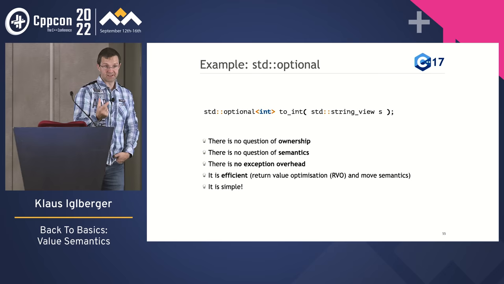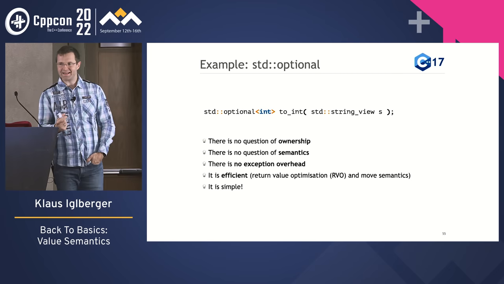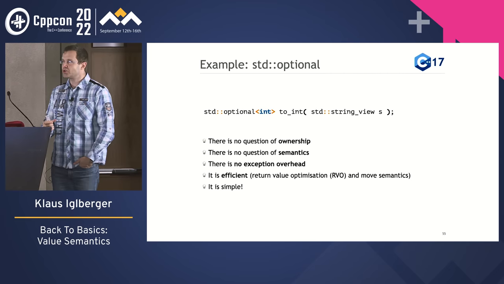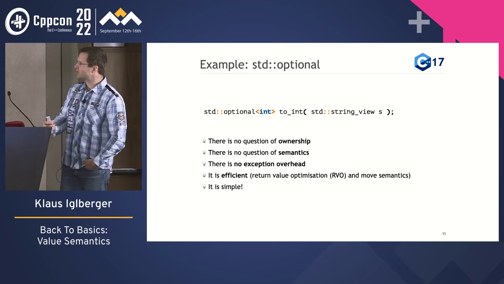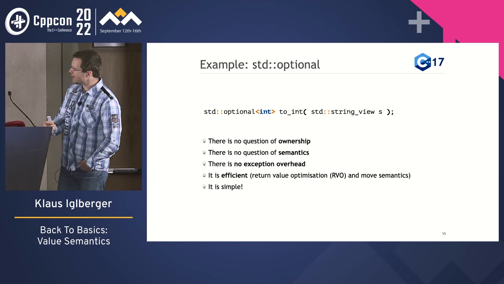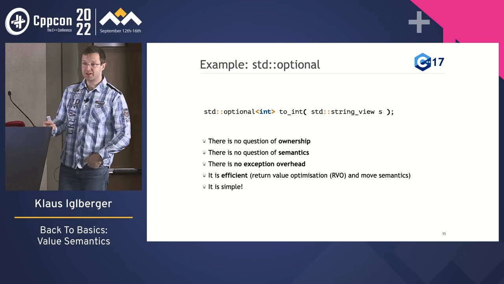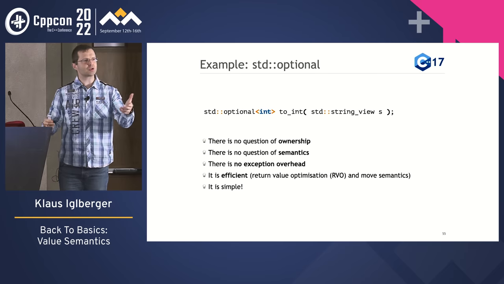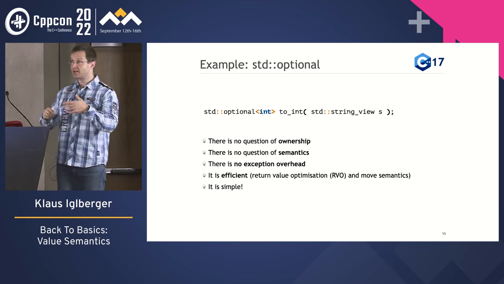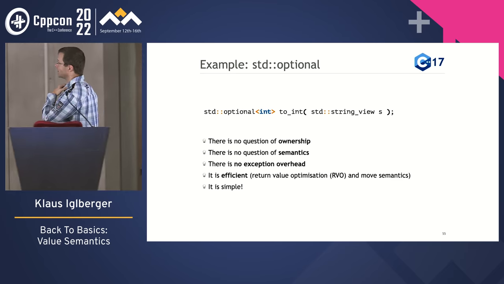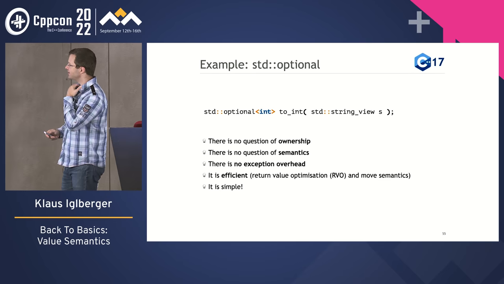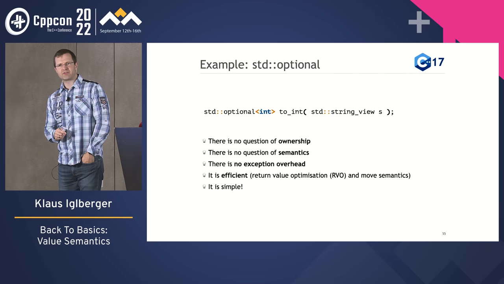Except for perhaps one detail, and that is that I still don't know what really happened, what really went wrong. So was it an empty string? Was it perhaps a value that was too big? I just don't know the difference. I just get a null opt back if this fails. I would like to know the difference.